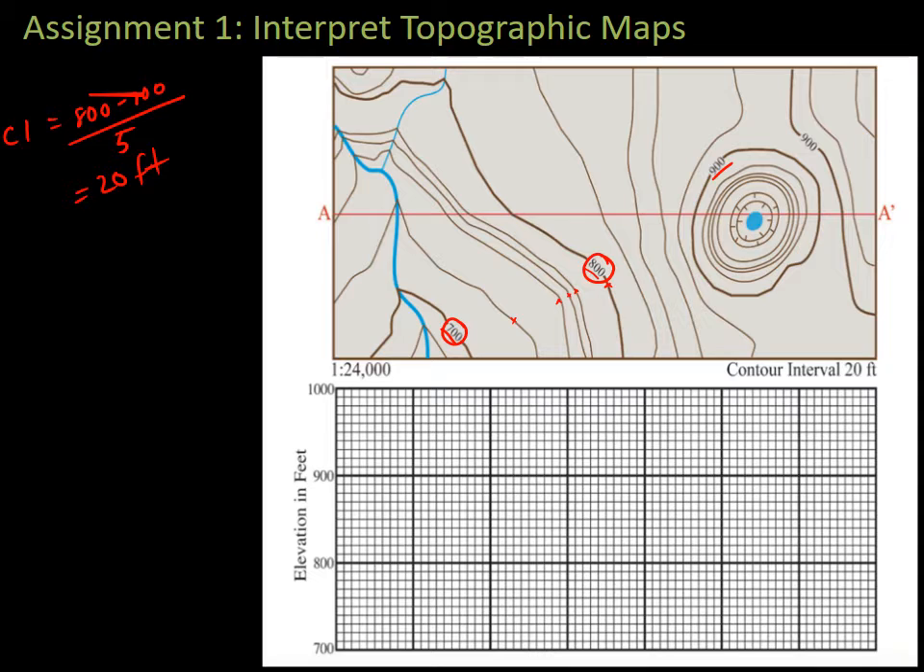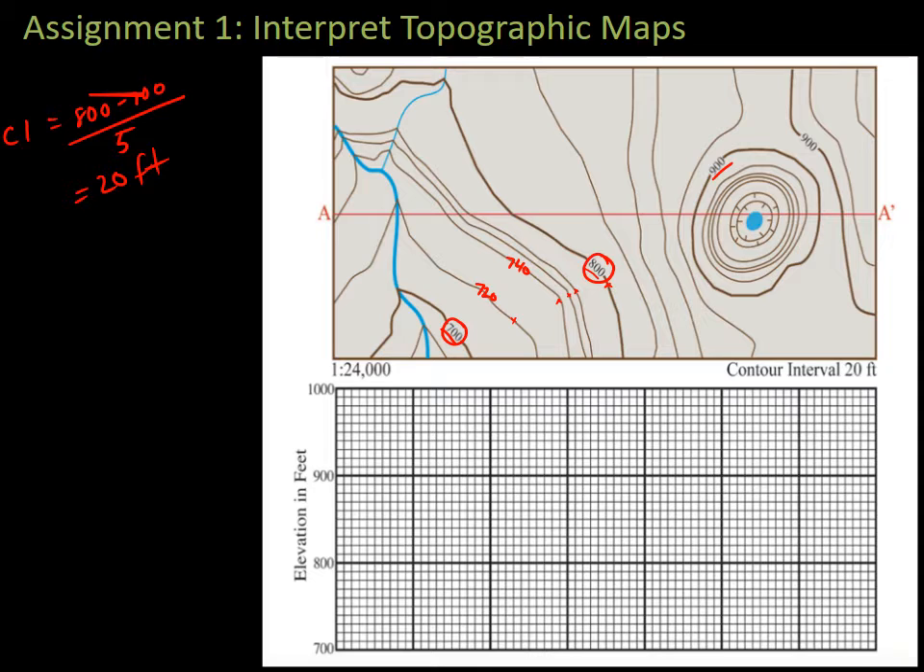So if this line is 700, this one must be 720, this one must be 740, etc. You can use that to label the elevation of all of the rest of the lines in the map. So once you know the elevation of all of the lines, you can then create the topographic profile. In the previous example, I explained this by using a small piece of paper that you lay along your path along A to A prime.